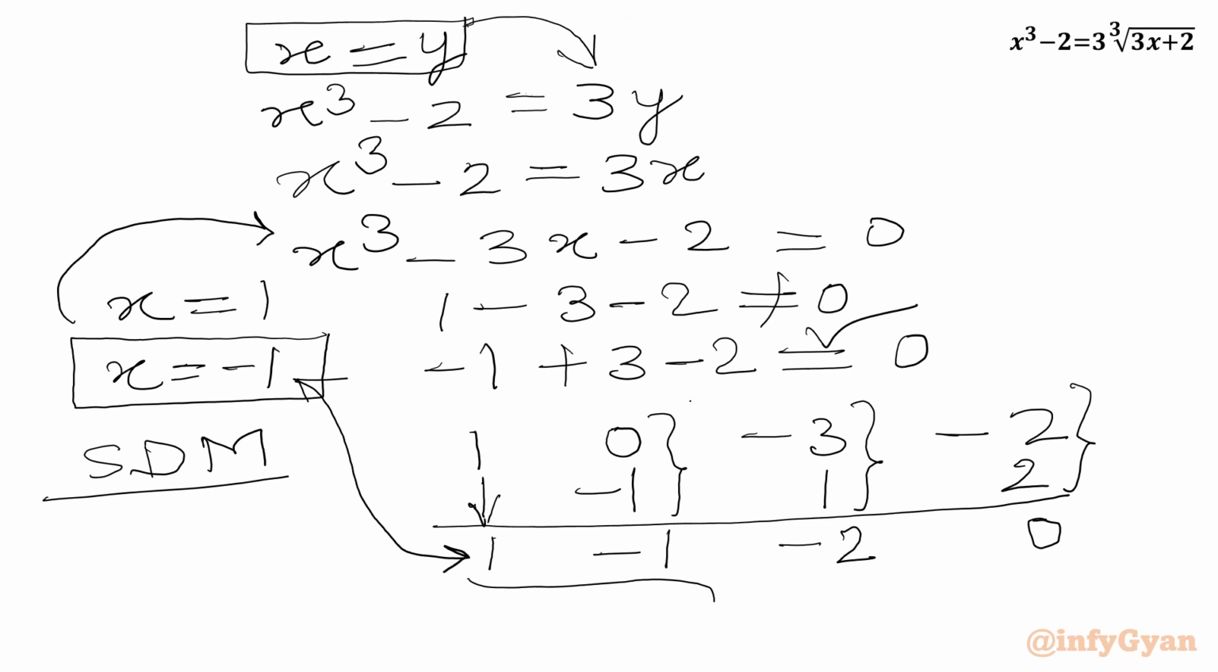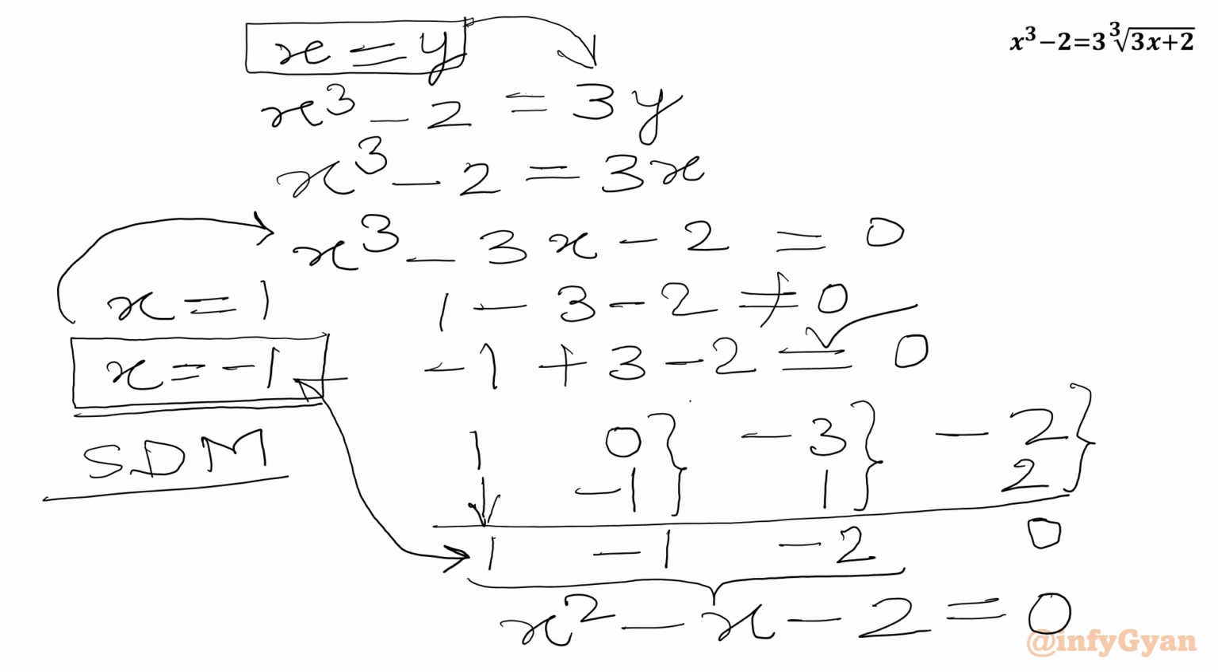And here we have coefficients for quadratic equation. So we can write equation x square minus x minus 2 equal to 0. Our first solution is x equal to negative 1. Now we have to solve this quadratic equation. So I will write equation first.